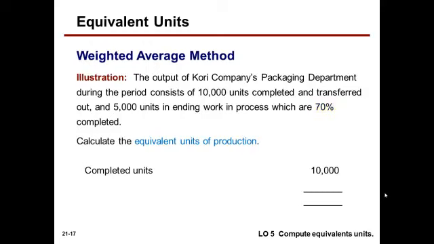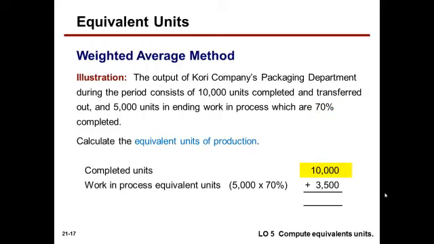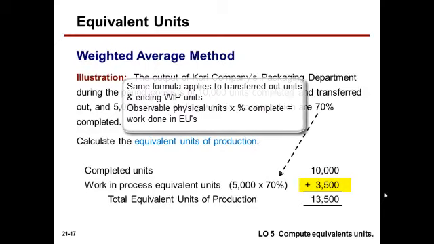First, fully completed units, 10,000. Ending work in process, we can observe 5,000 units, only 70% complete, yields 3,500 equivalent unit calculation. The total equivalent units of production for the period of time, 13,500.